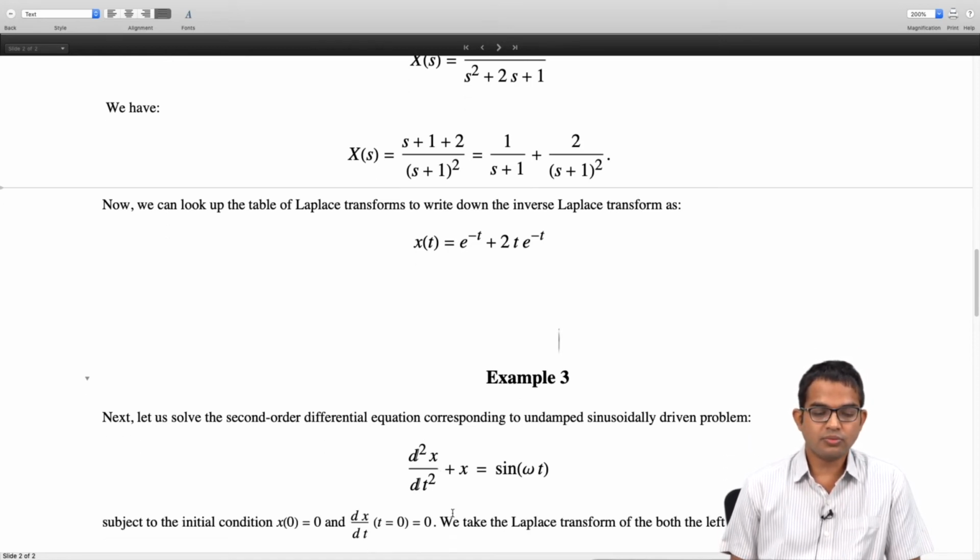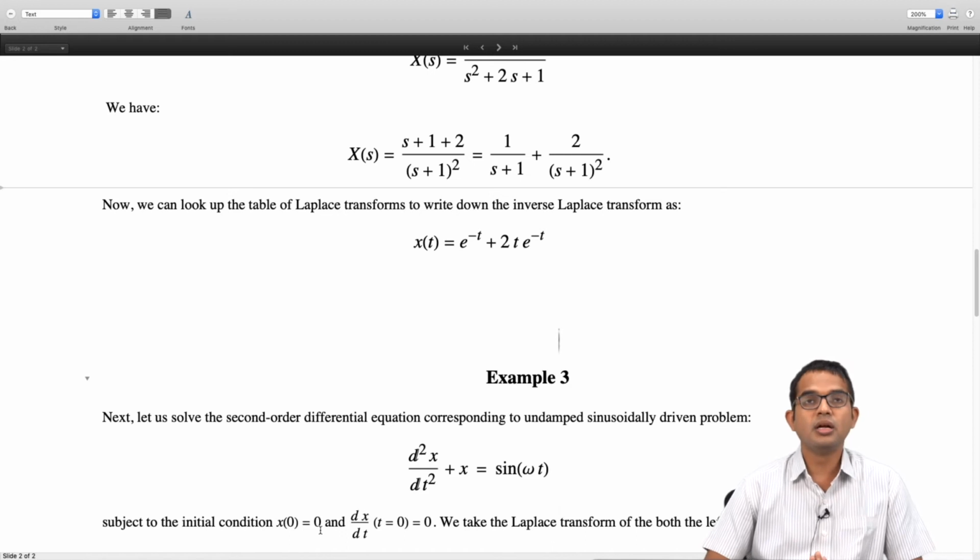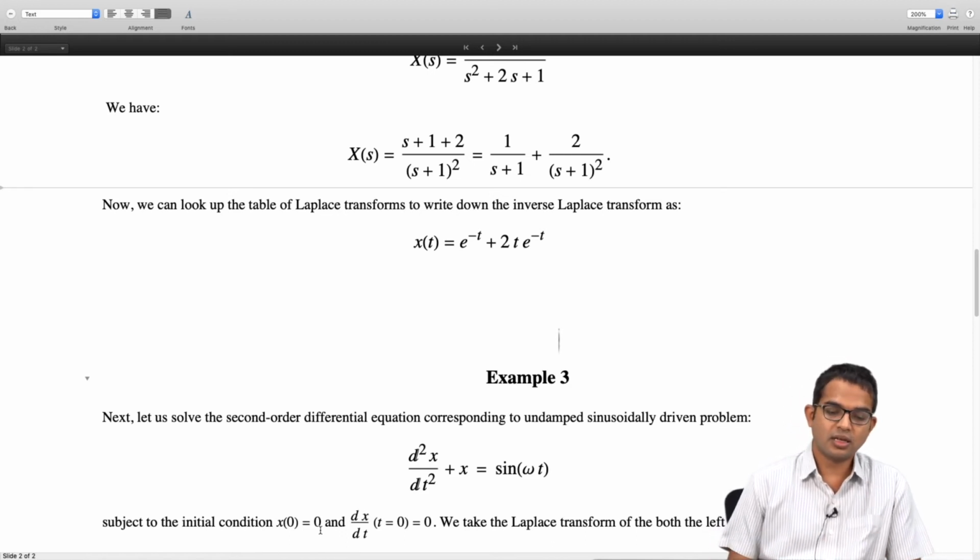So now we are also given these initial conditions, which are very convenient. The particle at time t equal to 0 is at x equal to 0, and the speed is also 0 at time t equal to 0. So this makes the Laplace transform very simple to evaluate.